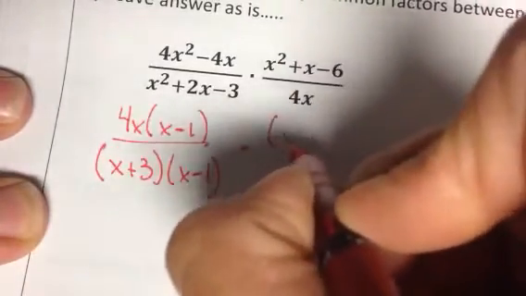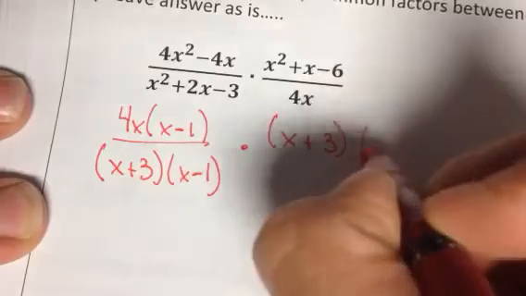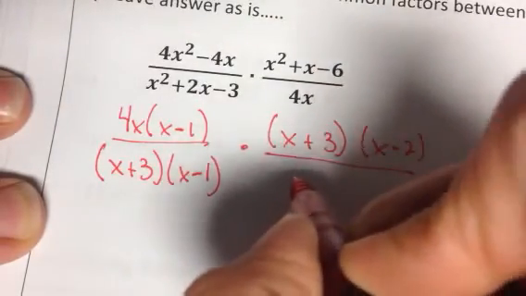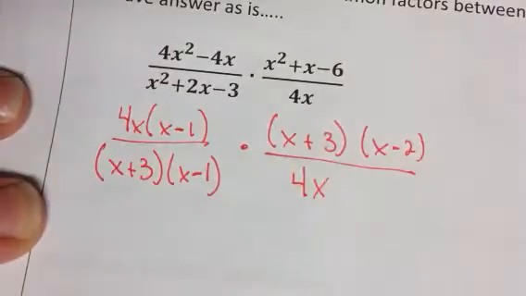So this factors out of 4x, and then I'm left with x minus 1. The bottom is a very simple factoring. I'm not going to go into how to do that. That's x plus 3 and x minus 1. I'm going to go to my next fraction, and that's x plus 3 and x minus 2. And then 4x, I mean, you could break it up into 4 and x, but otherwise we're going to leave it as 4 and x.